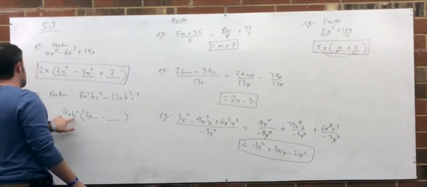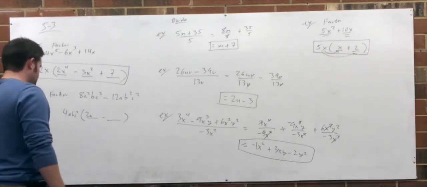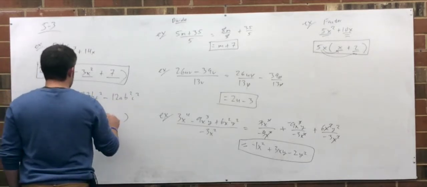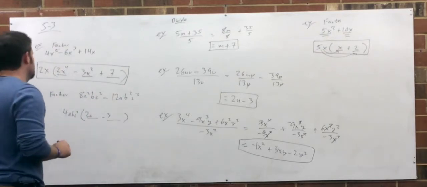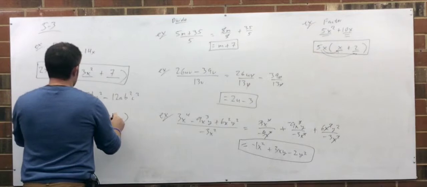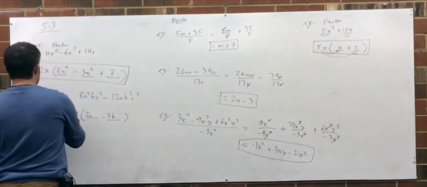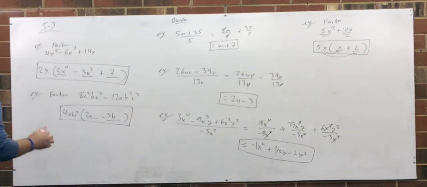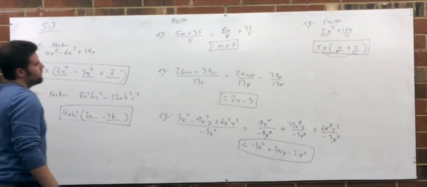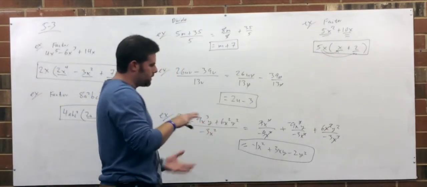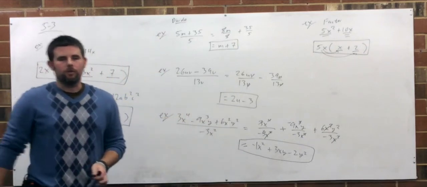For this blank, we need to look and see what do we multiply 4abc squared by to get 12ab squared c squared. Well, we know 4 times 3 is 12. The a is in place, the b we're missing 1, and the c squared is in place. So the factored form here, 4ab c squared times 2a minus 3b. So that's pretty much 5.3, division of polynomials and factoring polynomials, which is basically the same function, just doing it 2 different ways.